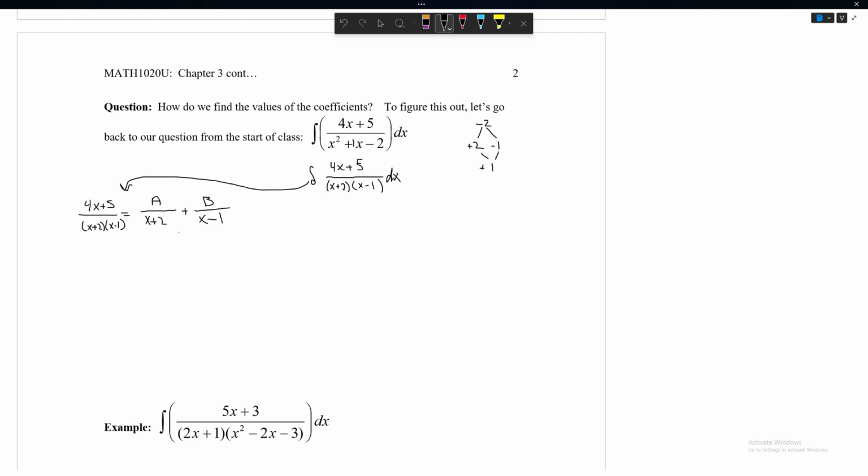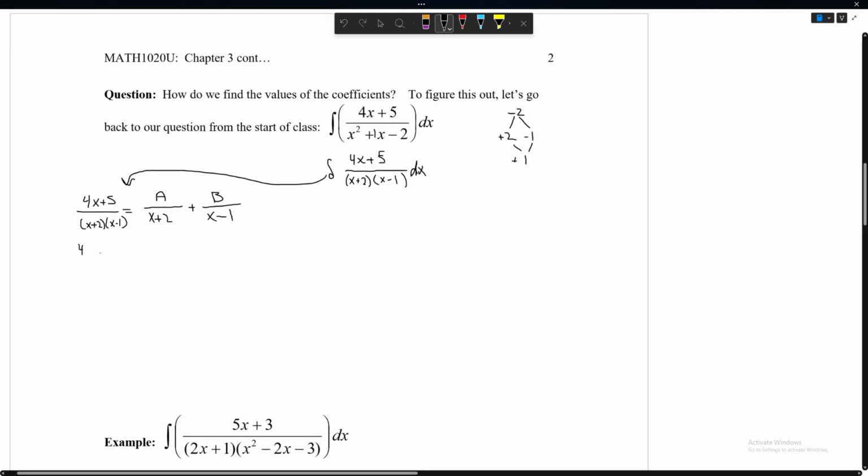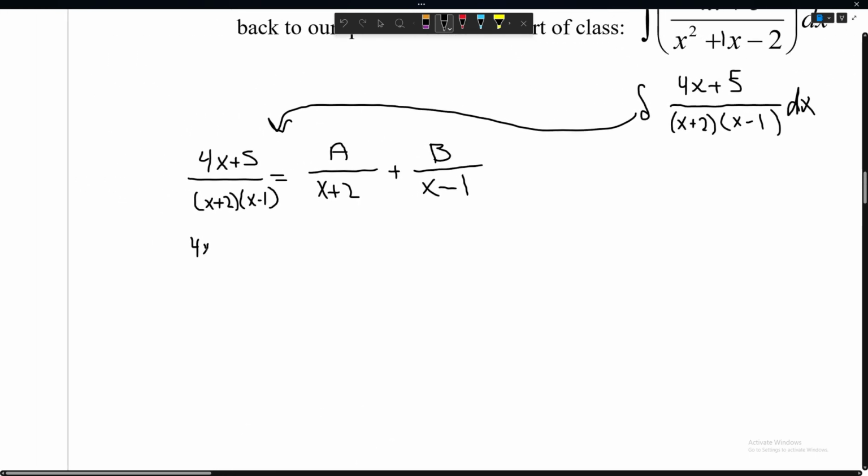Now, after we've gotten this, what can I do? These two are equivalent to each other, but I need to find what my a is and my b is. These are like constant variables. I got to find these constants. How can I? I can get rid of the denominator if I cross multiply, right? So I'm going to take this, cross multiply. So I'll zoom in. I'll get 4x plus 5.